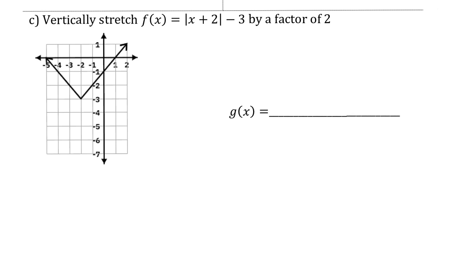Okay, now let's try it with a stretch. We're going to graph it, and then we're going to do it algebraically. Vertical stretch means that the y values are getting multiplied by 2, but the x values are not changing. So let's start with the vertex. This is -2, -3. The x value is going to stay -2. The y value is going to multiply by 2. So instead of -2, -3, it's going to be -2, -6.